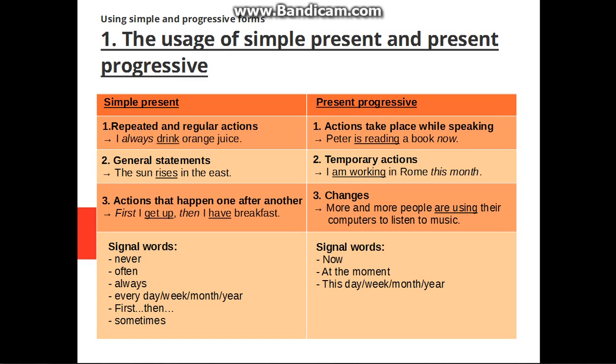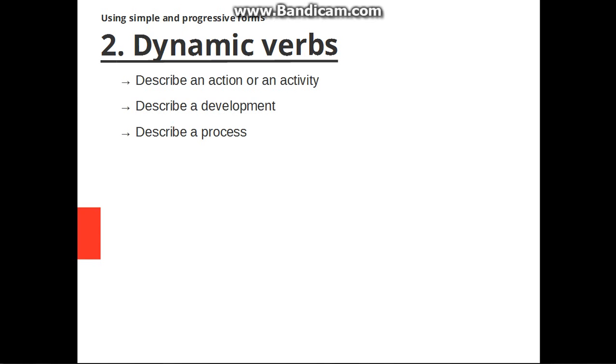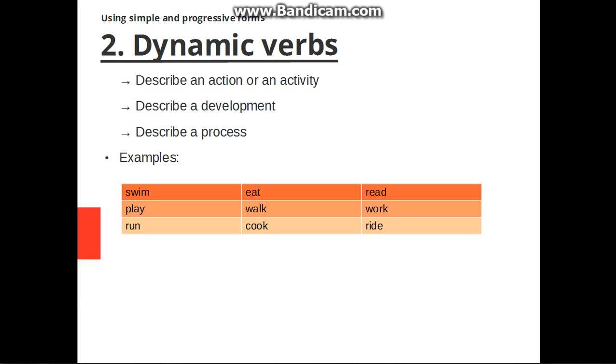Whether you use the simple present or the present progressive depends also on the verb. You have to differentiate between dynamic and stative verbs. Dynamic verbs describe an action or activity. They can also describe a development or a process. Here are some examples. Swim, eat, read, play, walk, work, run, cook, and ride.